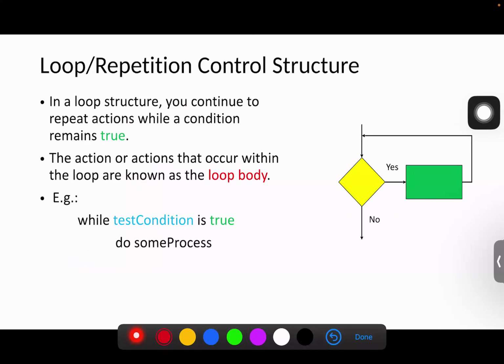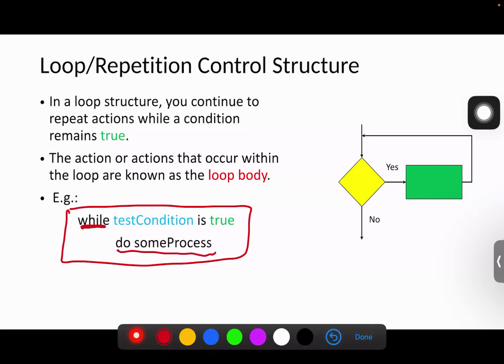A typical example is given here in the while. In programming languages we normally have this while loop statement, and we call it a loop because it will repeat this thing for as long as the test condition is true. So long as the test condition is true, we will keep repeating this. We'll repeat, test, come back, repeat.